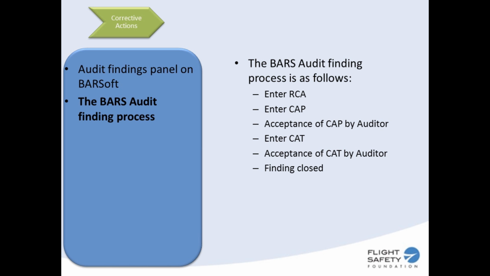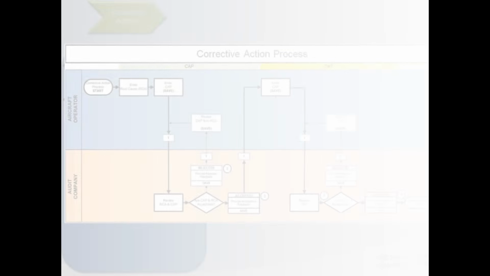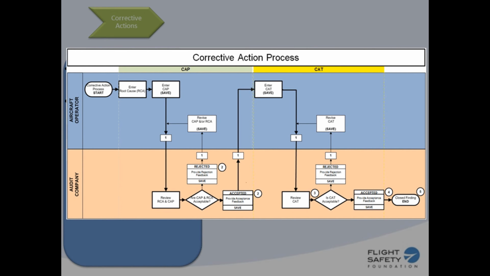The process consists of entering the root cause, a corrective action plan, acceptance of the plan by the auditor, completing the corrective action taken, and then acceptance and closure by the auditor. This flowchart demonstrates the corrective action closure process from the beginning all the way through to close.